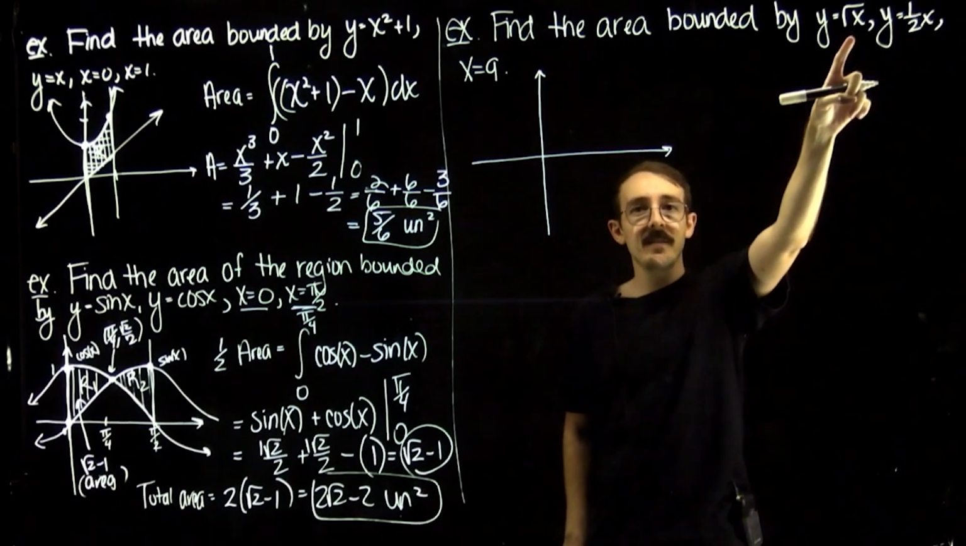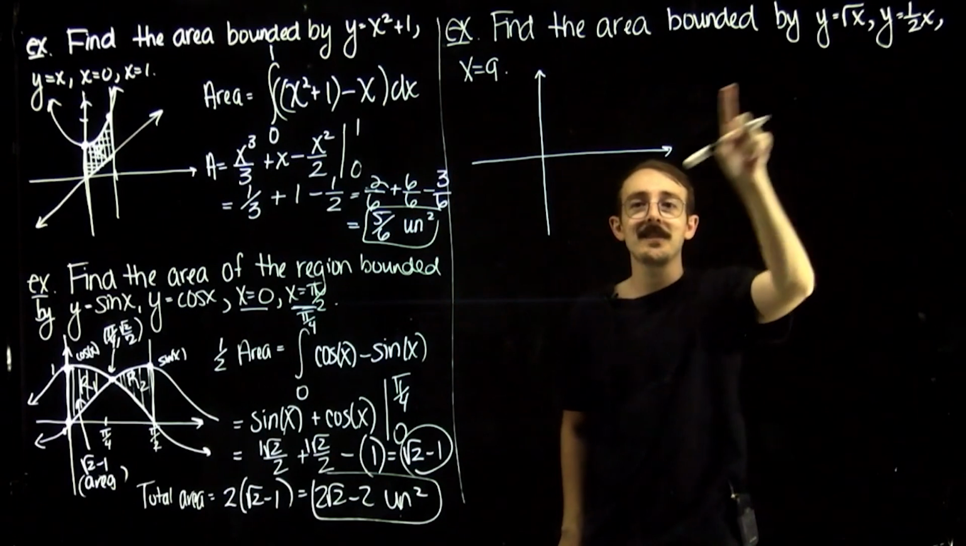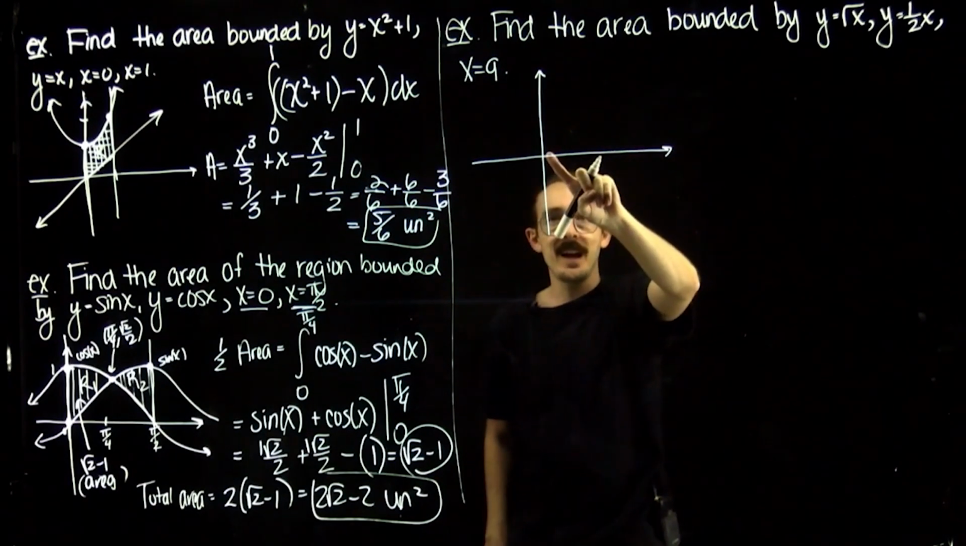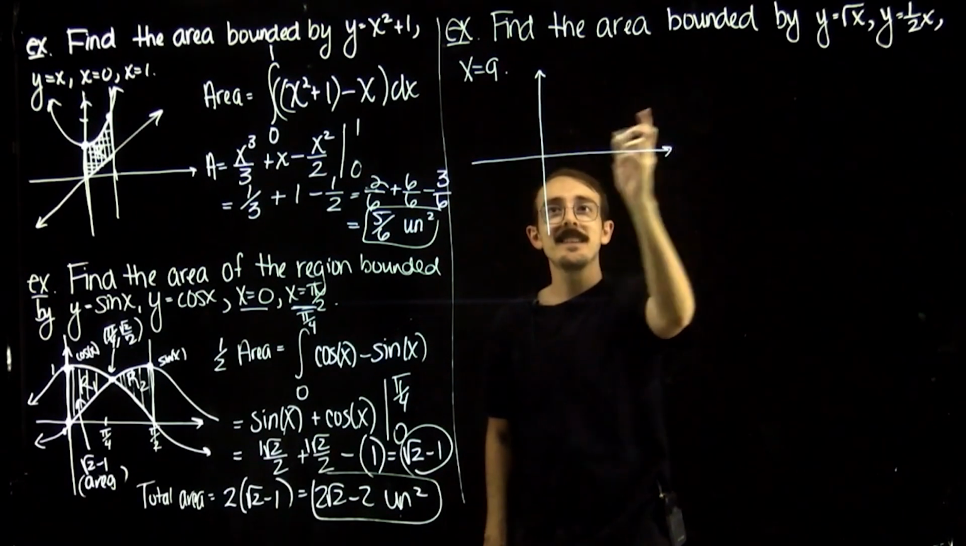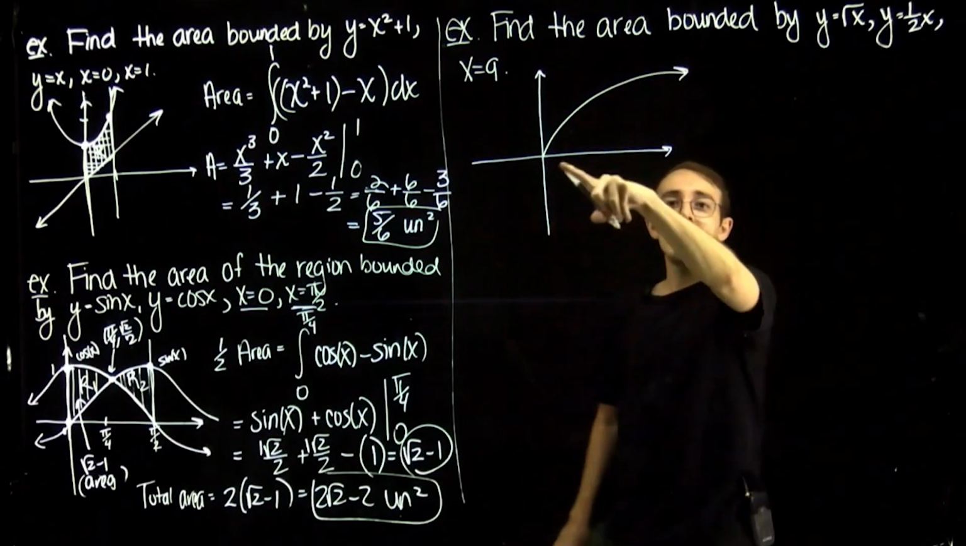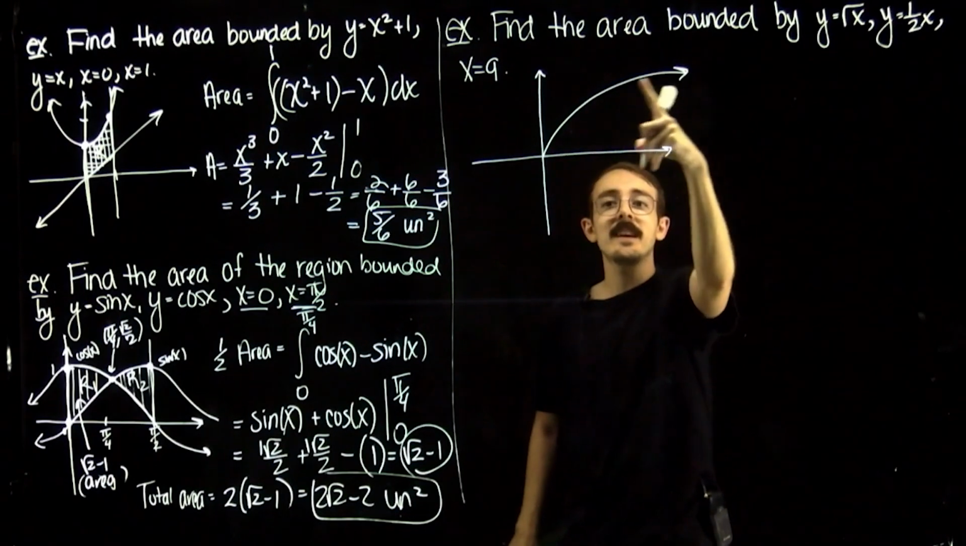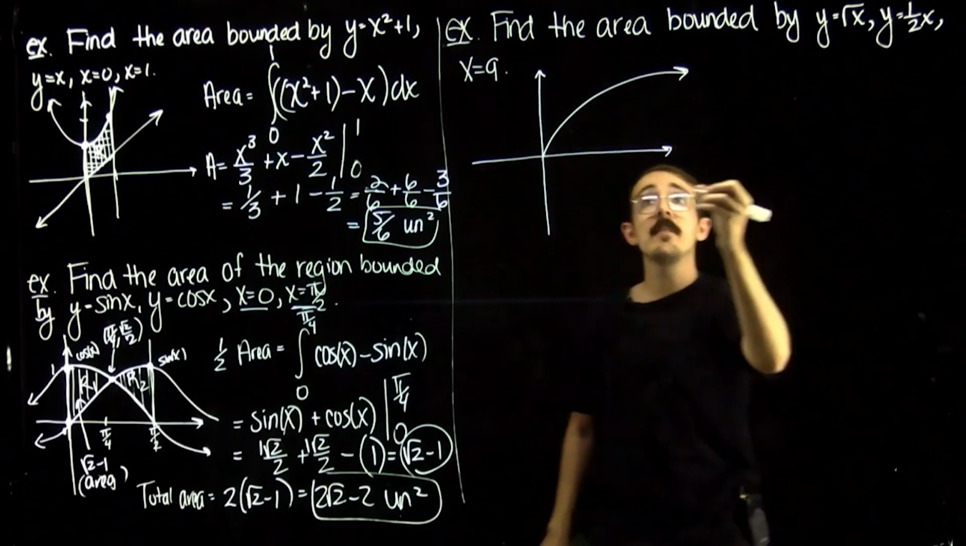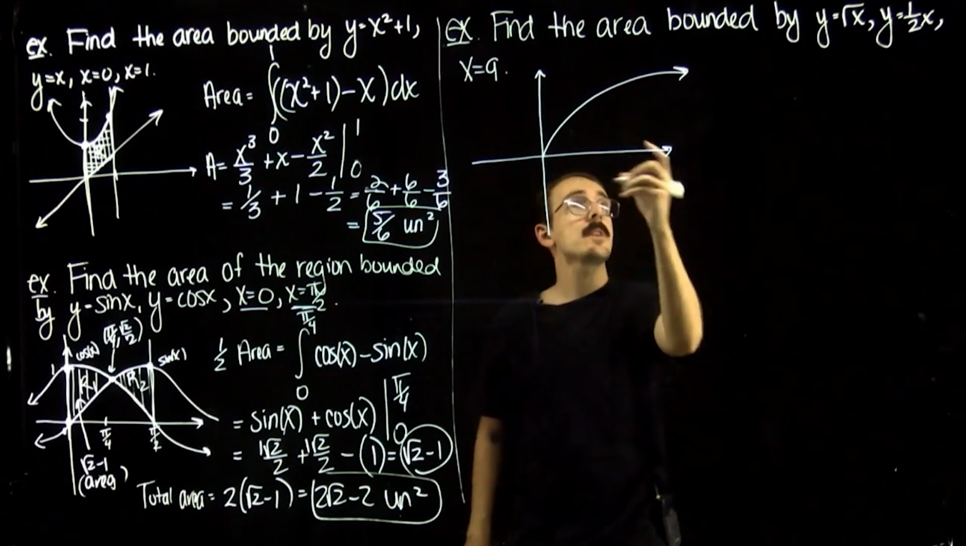The square root of x graph, if I haven't asked you in class already, I'm going to ask you right now, what's the shape of that? It's actually like this. So let me draw that for you. It goes off like this. It grows faster in the beginning, and then it kind of starts to look like it's leveling off. So this is the square root of x graph.